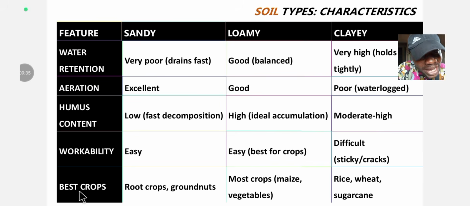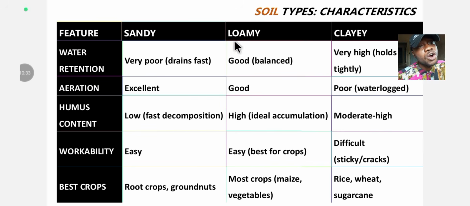Then best for crops. For sandy soil, it's root crops and groundnuts. Root crops are all those crops that store their food inside their roots. They thrive well in sandy soil. JAMB asked me this question during my first JAMB. They asked what plant thrives well in sandy soil. I was able to pick the correct answer and move ahead because I knew it.